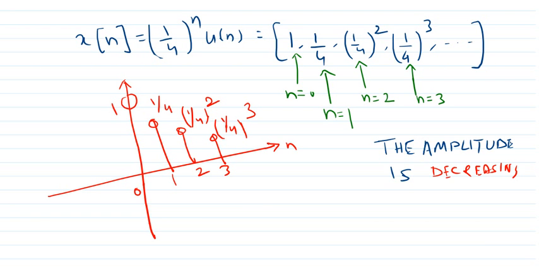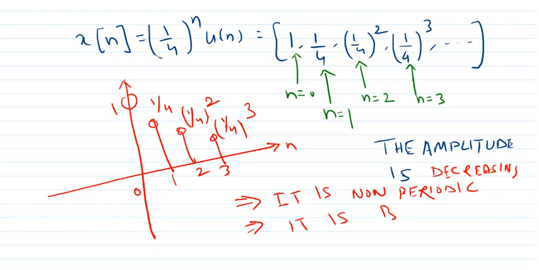So the first thing that is clear from the graph is that it is a non-periodic signal. Second thing is that it is a bounded signal. Why? Because we can observe that the amplitude is decreasing here.